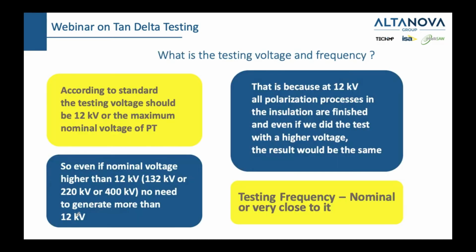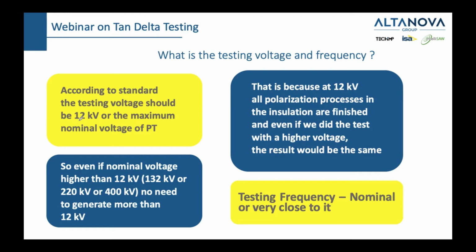Now, let us discuss what is the nominal value at which you should measure tan delta? What is the actual value of voltage which should be applied when measuring tan delta? First of all, it is not necessary, and in many cases not possible, to generate more than 12 kilovolts. Why is this so? It's so because at 12 kilovolts, all the polarization processes inside of your insulation are done. Even if you would generate 200 kilovolts instead of 12 kilovolts, you wouldn't get a different result.